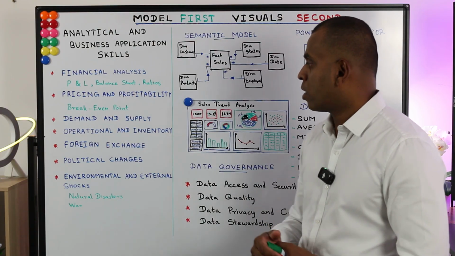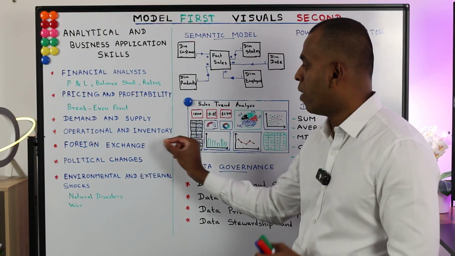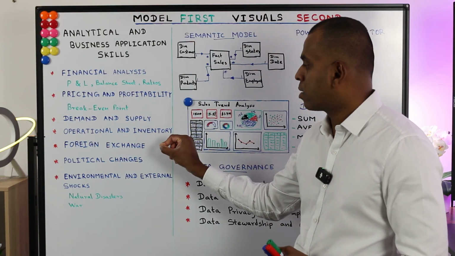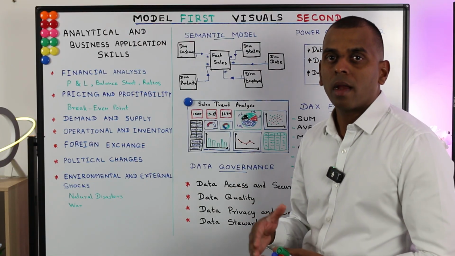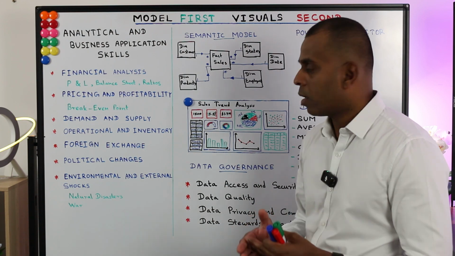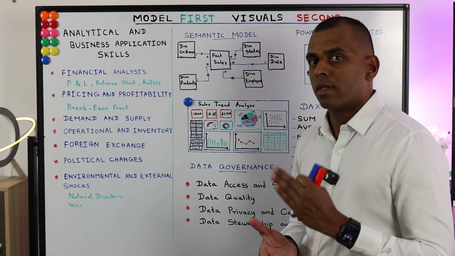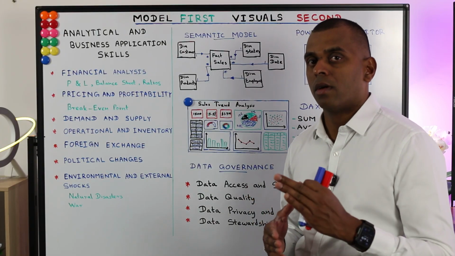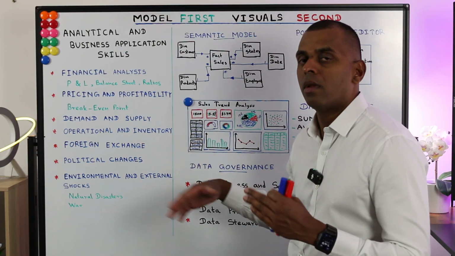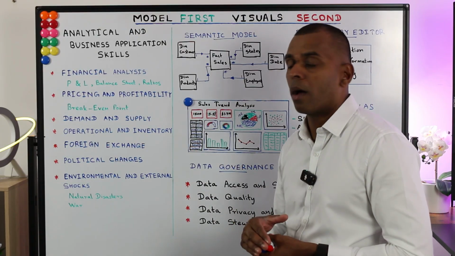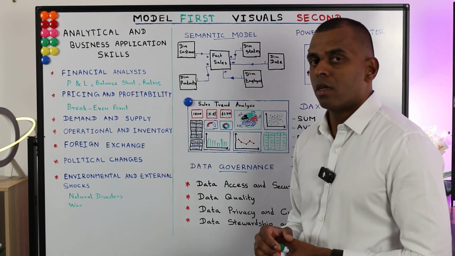Then operational and inventory. Then the foreign exchange, another very important factor that affects profitability and cost. For example, if a company imports material from another country, when the foreign exchange rate fluctuates, that affects the price and the cost. So you need to have some idea about the behavior of the foreign exchange rate and the political changes.